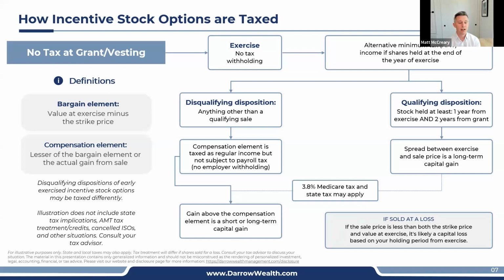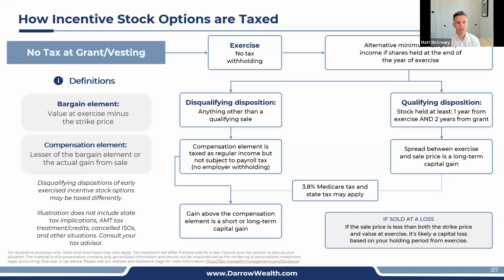Just like non-qualified stock options, there's no tax implication at grant or vesting. When you exercise, unlike non-qualified stock options, there's going to be no tax withholding. So there's no W-2 income recognized when you exercise an incentive stock option. This leads to the AMT calculation. Again, we'll cover that in just a moment. And in order for this AMT calculation to happen, you have to hold on to the shares until at least the end of the year in which you exercise.